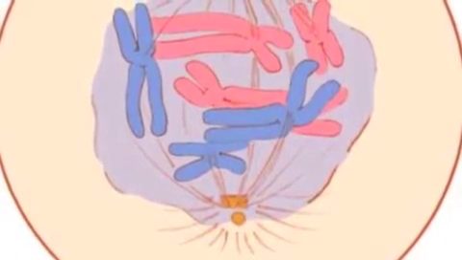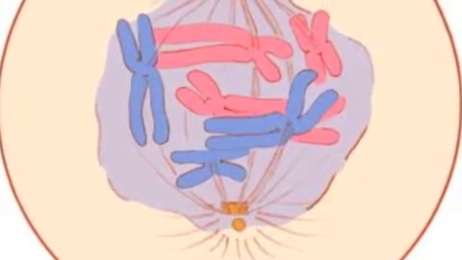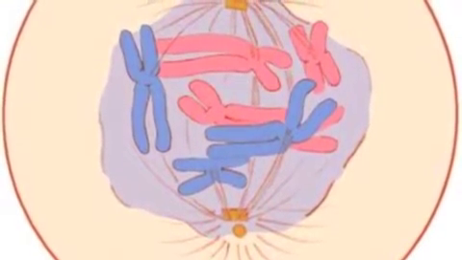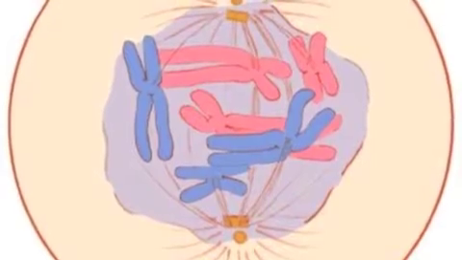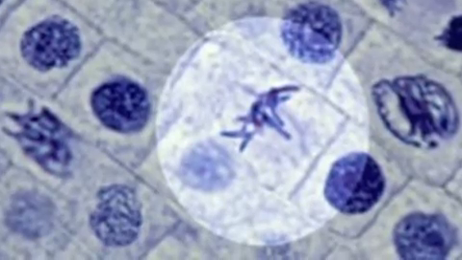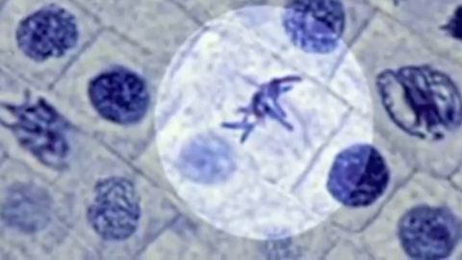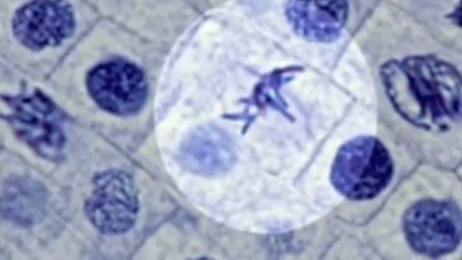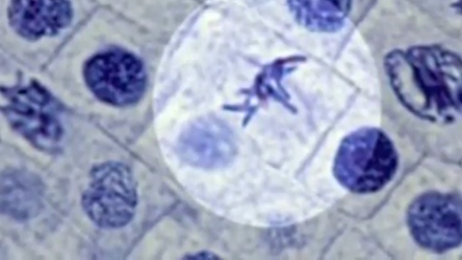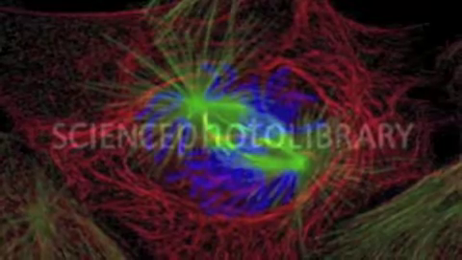Prometaphase. The nuclear envelope fragments. The microtubules extending from each centrosome can now invade the nuclear area. The chromosomes have become even more condensed. Each of the 2 chromatids of each chromosome now has a kinetochore, a specialized protein structure at the centromere. Some of the microtubules attach to the kinetochore. Non-kinetochore microtubules interact with those from the opposite pole of the spindle.